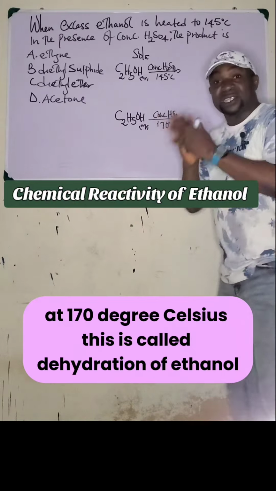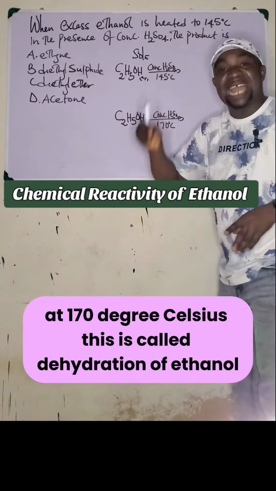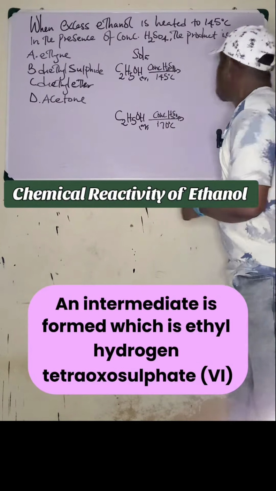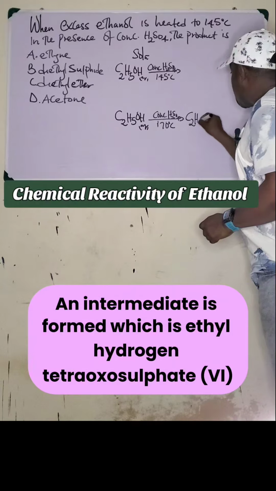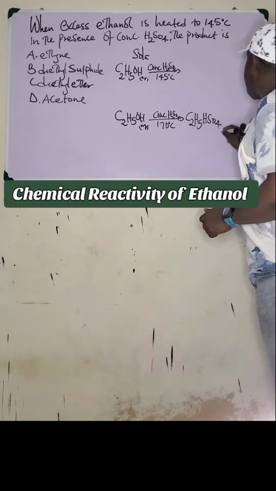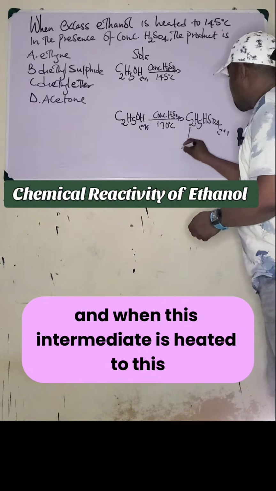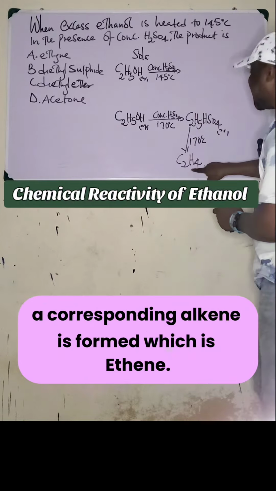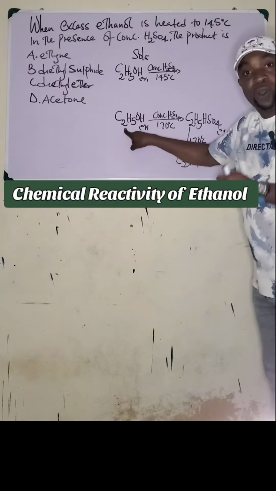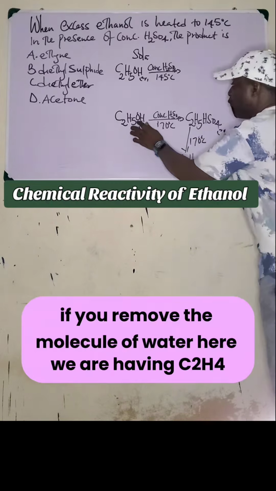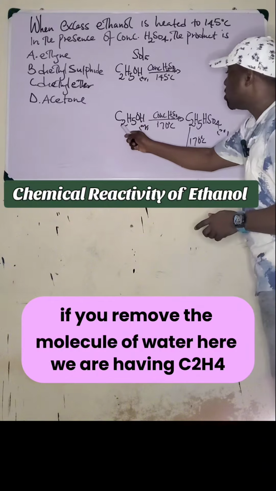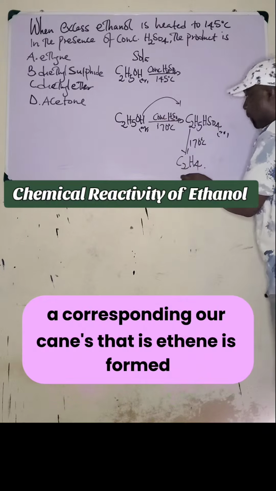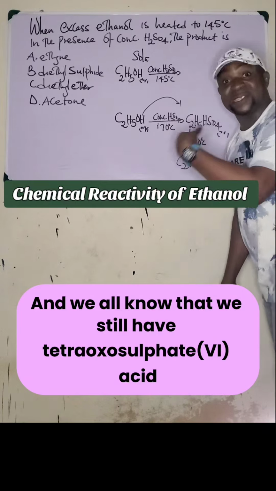At 170 degrees Celsius, this is called dehydration of ethanol. When this ethanol is heated here, an intermediate is formed, which is ethyl hydrogen tetraoxosulfate 6. When this intermediate is heated, remember, at 170 degrees Celsius, a corresponding alkene is formed, which is ethene. Because if you remove the molecule of water here, we have C2H4. The corresponding alkene, ethene, is formed, and we all know that we still have tetraoxosulfate 6 acid liberated.